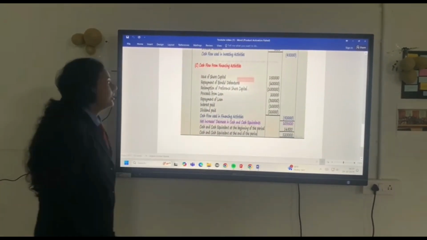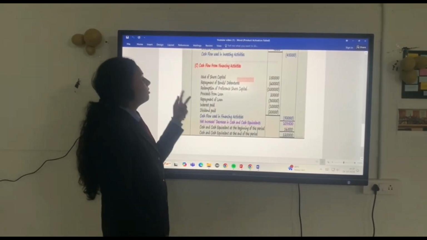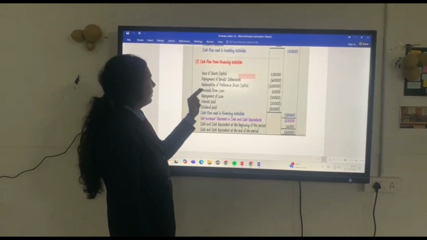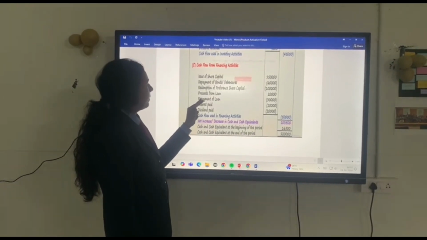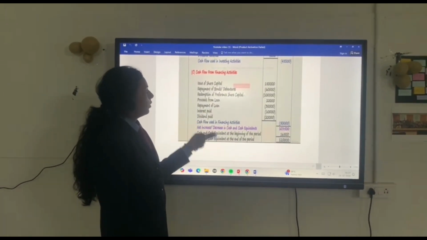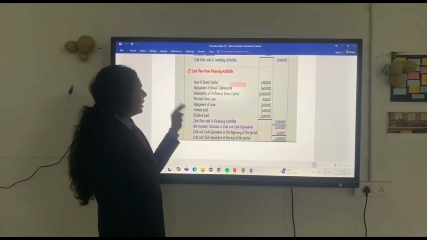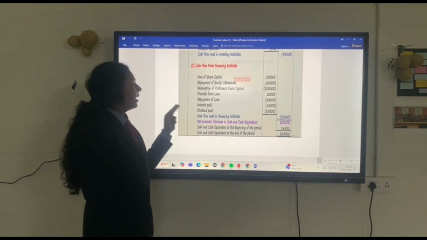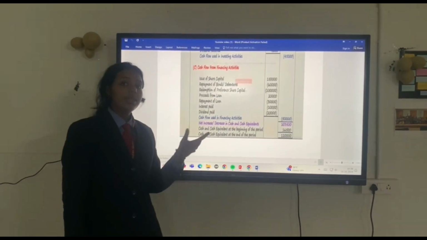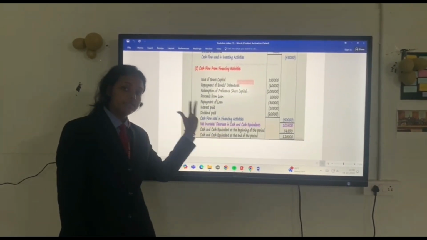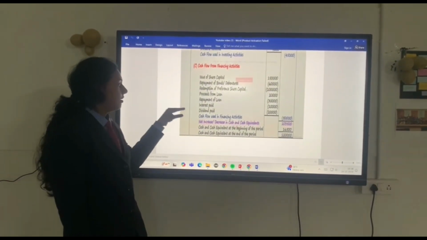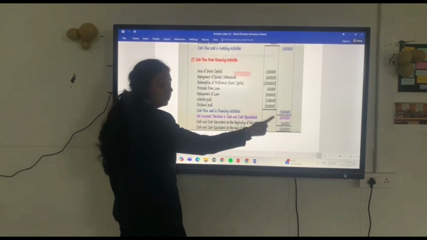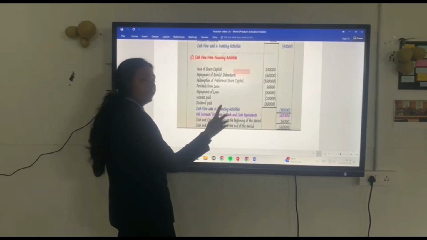The last and final one is cash flow from financing activities. Issue of share capital, we got the money, it is an inflow, so 150,000 positive figure. Redemption of bonds and preference capital is a negative figure. Proceeds from loan is an inflow, so 20,000 rupees. Repayment of loan is an outflow, negative 30,000. Interest paid and dividend paid is negative 1,000. We already saw that interest received and dividend received come under investing activities, while interest paid and dividend paid come under financing activities as a negative figure.